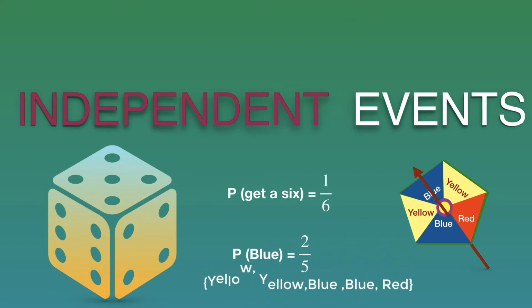These two events are independent events, as the probability of rolling a dice and getting a 6 doesn't depend on whether you get blue or not on a spinner. The chance of getting a 6 is always going to be 1/6 on a dice. Similarly, the chance of getting blue on a spinner is independent of rolling a dice and will always be 2/5.